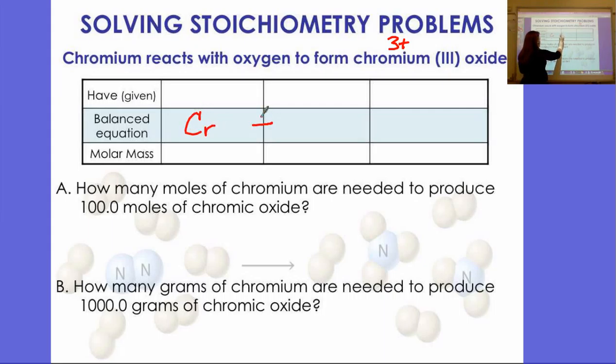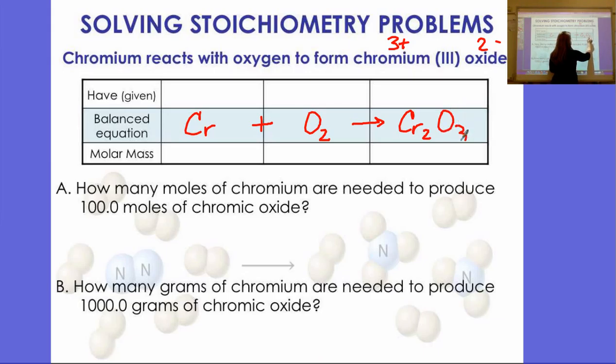Chromium, Cr, reacts with oxygen, don't forget, it's diatomic, to form chromium 3 oxide. Since chromium is a 3+ and oxygen is a 2-, Cr2O3. Now I have to balance 3 oxygens and 2. Will be a 3 there and a 2 here. That gives me 4 chromium, so my ratio is 4 to 3 to 2.